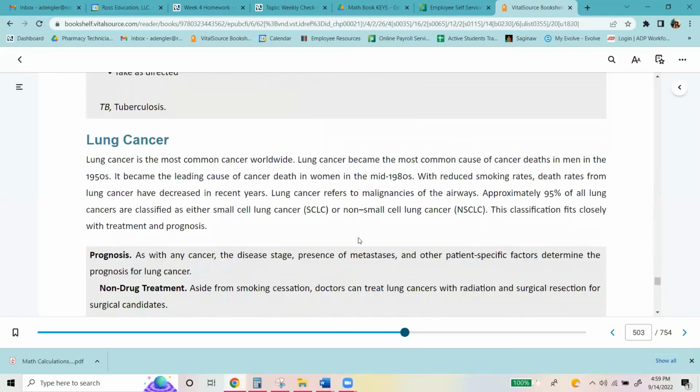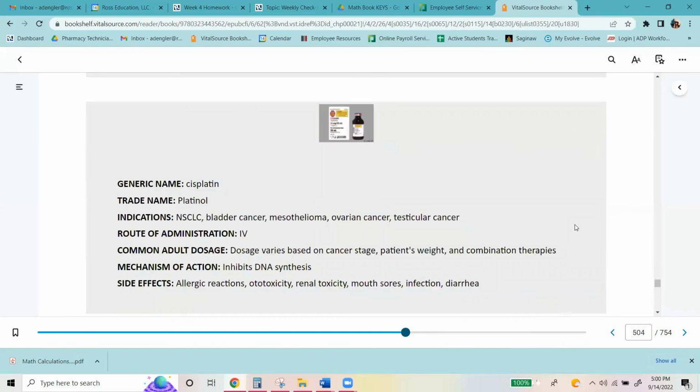Lung cancer is the most common cancer worldwide. It became the most common cause of cancer deaths in men in the 1950s. It became the leading cause of cancer death in women in the mid-80s. With reduced smoking rates, death rates from lung cancer have decreased in recent years. Lung cancer refers to malignancies of the airways. Approximately 95% of all lung cancers are classified as small cell lung cancer or non-small cell lung cancer. This classification fits closely with treatment and prognosis.